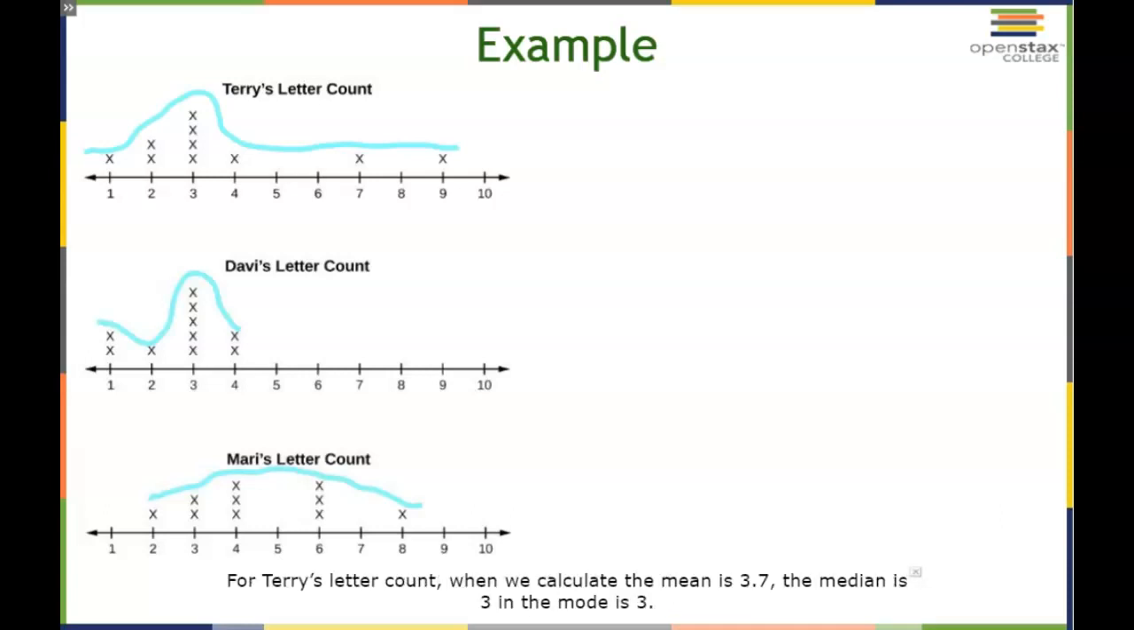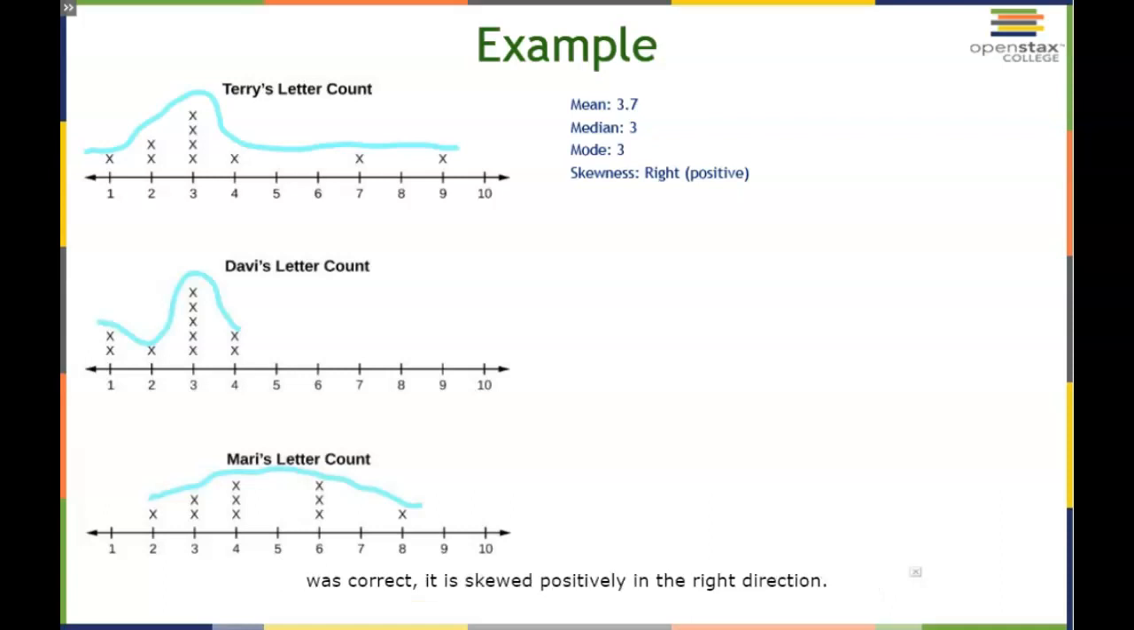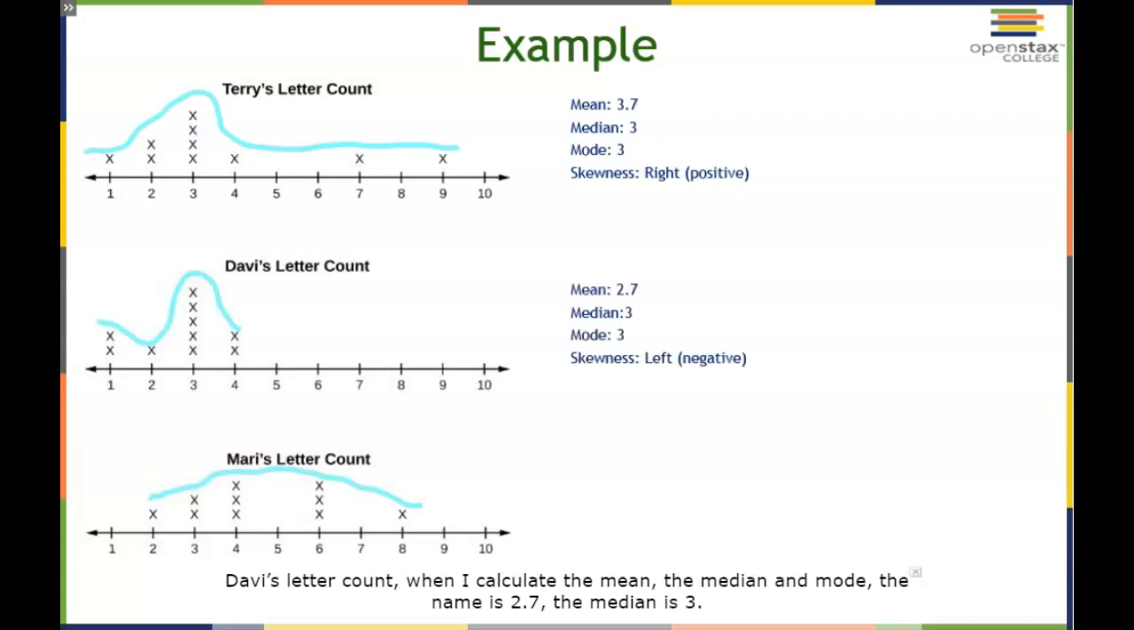For Terry's letter count, when we calculate the mean, it's 3.7. The median is 3 and the mode is 3. That means the mean is to the right of the median, and therefore my gut instinct that it had that little tail to the right of the data was correct. It is skewed positively in the right direction. For Davey's letter counts, the mean is 2.7, the median is 3, the mode is 3, and my gut instinct was correct that there was extra weight to the left, and so it's negatively or left skewed.